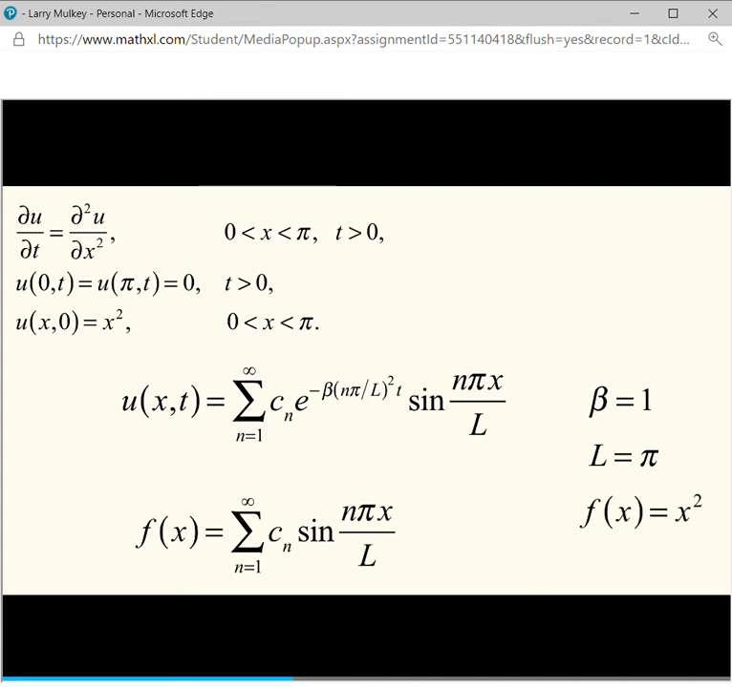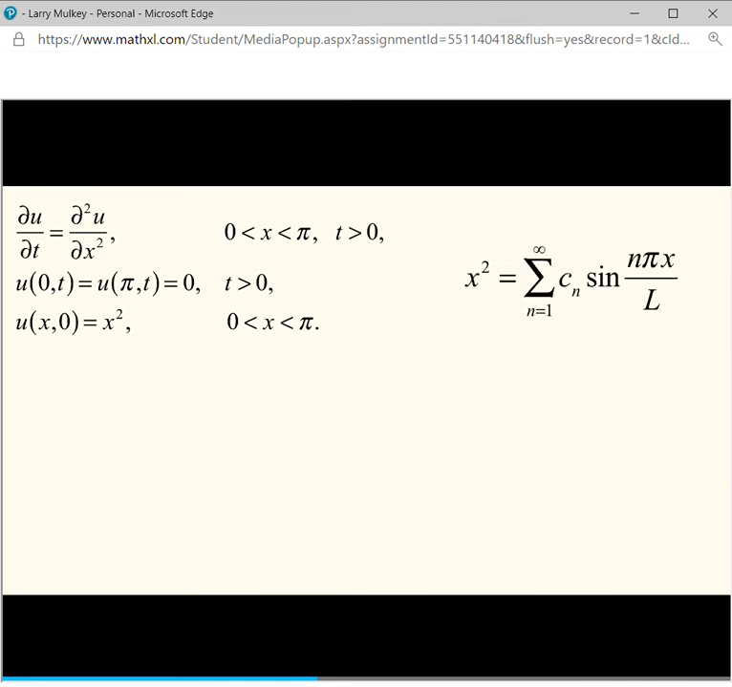We need to get the coefficient from the sine series for x squared, for which the formula is x squared equals the sum from n equals 1 to infinity of c_n sine of n pi x over L. L is equal to pi. The formula for the coefficient as taken from the textbook is c_n equals 2 over pi times the integral from 0 to pi of x squared sine nx dx.